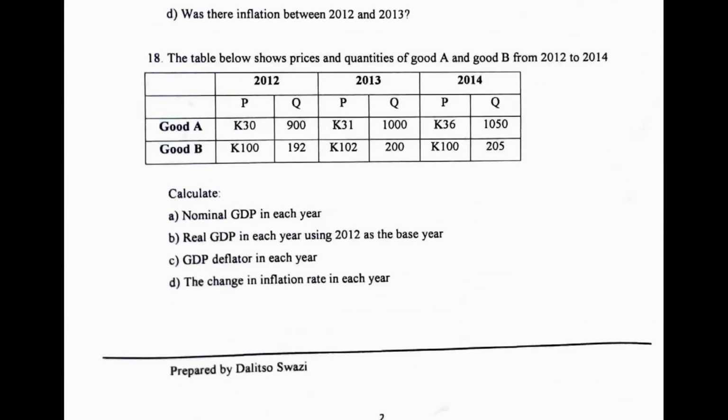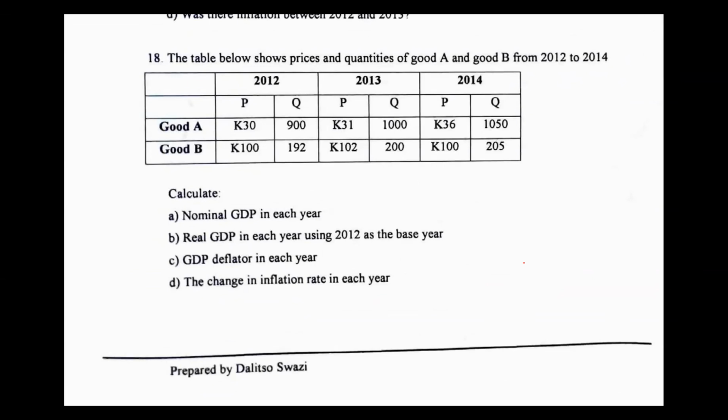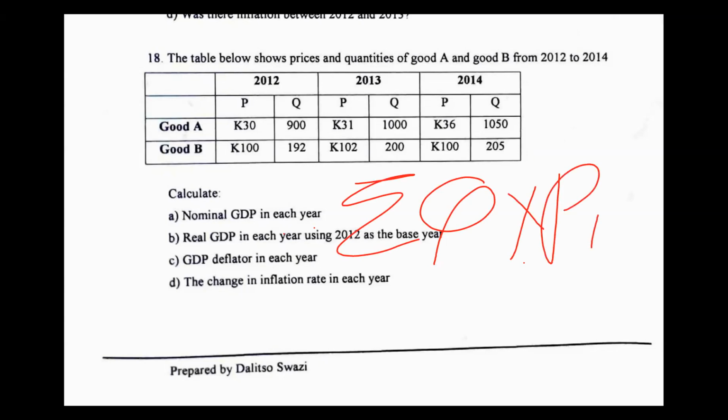Here it is now again. I'm repeating almost the same things, if you observe, using different questions. Question number 18. You are given the 3 years, 2012, 2013, and 2014. Different quantities and prices now, okay? Then the question is, can you calculate the nominal GDP for each year? If you're calculating the nominal GDP for each year, it is actually the summation of the quantity for that year times the price for that year, okay?